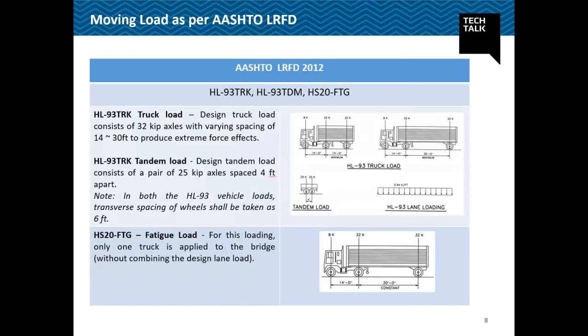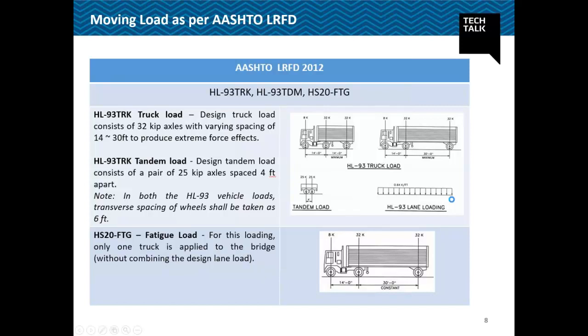Now coming to the vehicles which we need in AASHTO LRFD. As you know, there is the HL93 truck load plus the HL93 tandem load. You can see here, this is the truck load with the 8K, 32K, 32K axle spacing as specified in the image. The tandem is nothing but a pair of 25K axles spaced 4 feet apart, and this is my lane loading. Okay, and there is this fatigue load as well. Only one truck is applied to the bridge, without combining it with a design lane load.